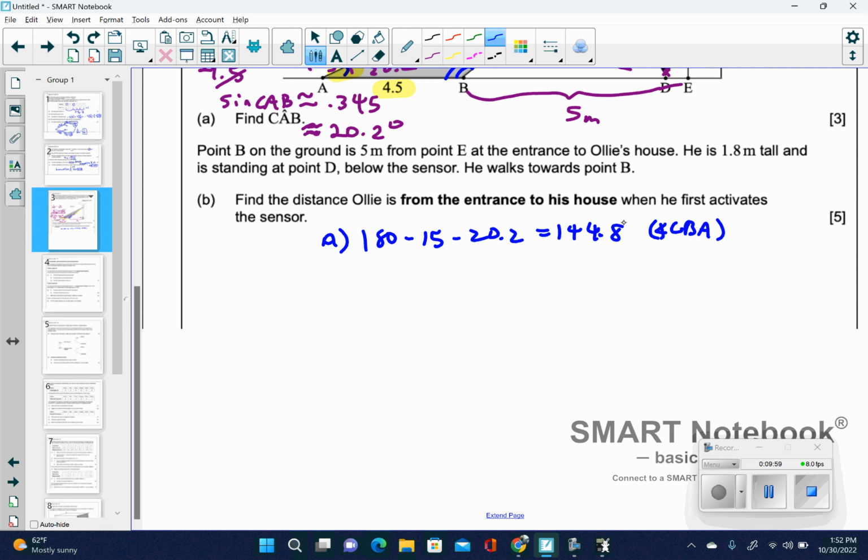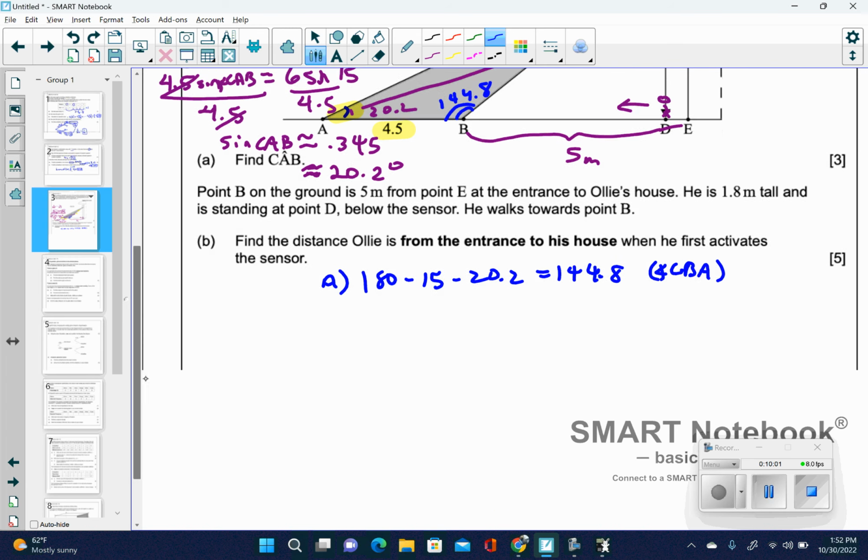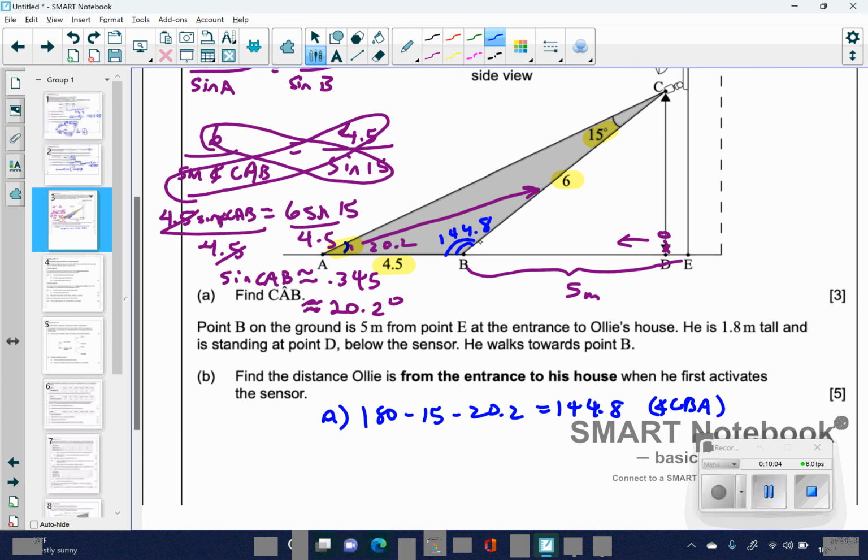Anyway, all right, so now that we have that, the next thing that we can do is let's go ahead and find this angle right here. So we know that this whole thing right here is a straight line. So that's 180 degrees minus 144.8.